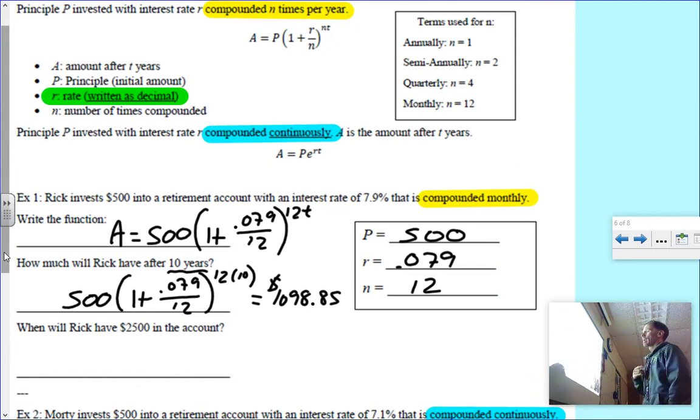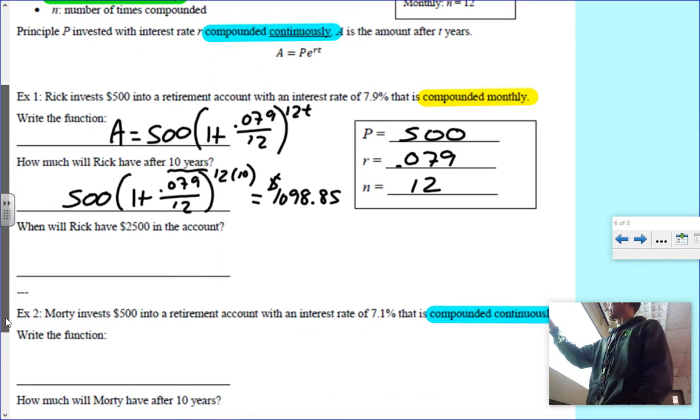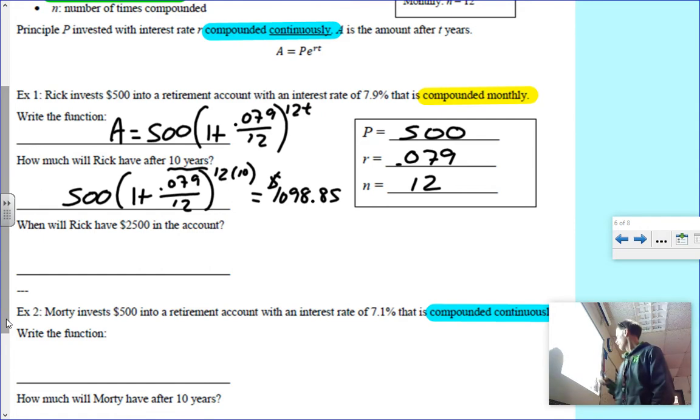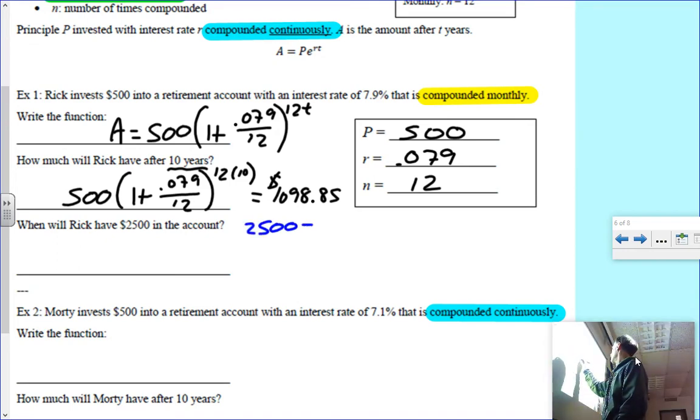Okay. Now the second question. So again, if you're given the time value, just plug it in and see what it spits out. For the second question, this is going to be a little bit more work to do. So we want to know how long it's going to take to get $2,500 in the account. So that's our A value, so we want to solve for time. So I'm going to do this in a different color just so it stands out a little more. So we're going to do 2,500 equals 500 times all of that stuff.